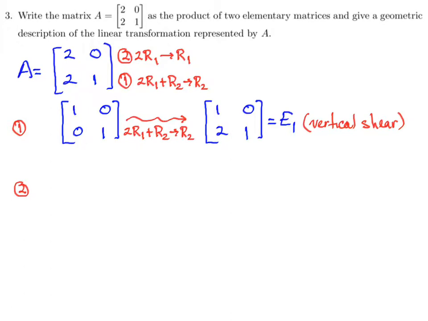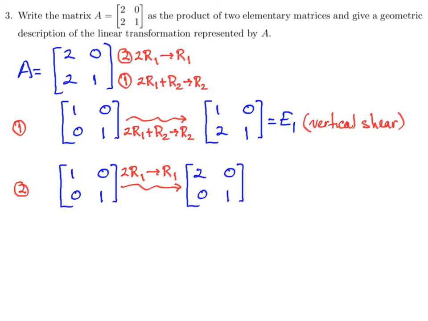And that's a vertical shear. Then the second matrix, the second row operation was replacing row 1 with 2 times row 1. So let's do that to the identity matrix. And we just get the matrix [2, 0; 0, 1]. Let's call that E2. And we can tell by looking at that that's a horizontal expansion. Okay, so we took a vertical shear and followed it by a horizontal expansion.